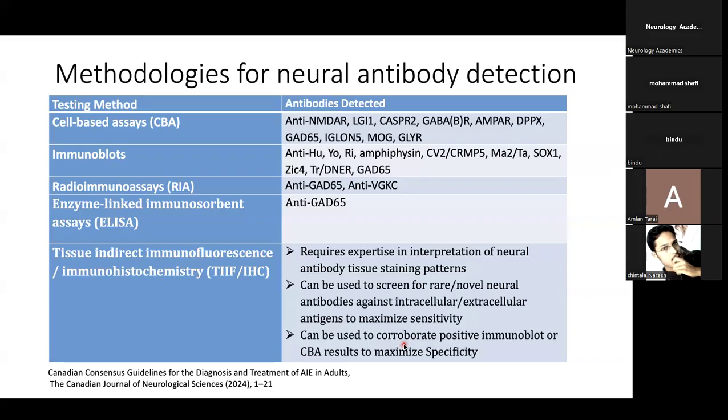In cell-based assay, the cell-based assay is used for extracellular antigens. Immunoblot again, and anti-VGKC radioimmunoassay again.